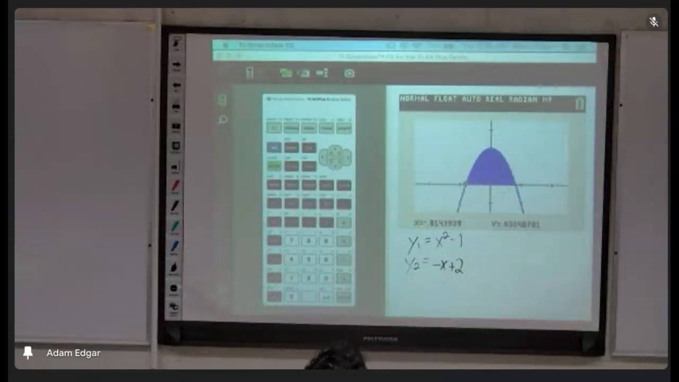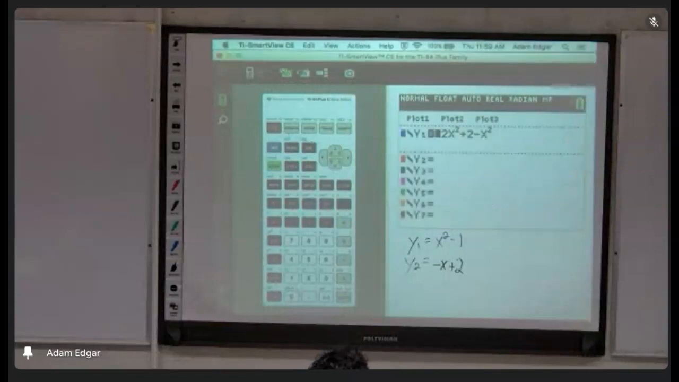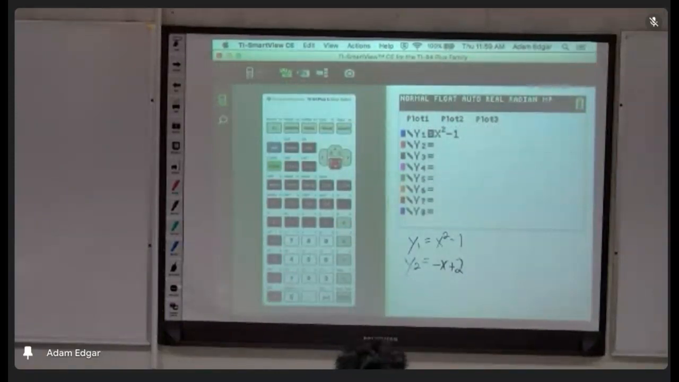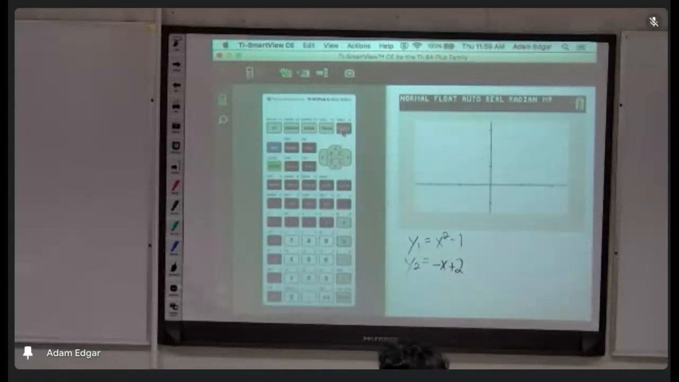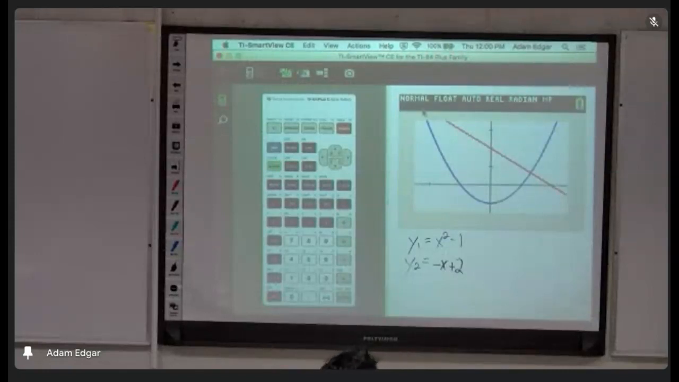All right, so anyway, back to here. You've got y equals x squared minus 1. You go ahead and graph that, x squared minus 1. And then you've got your other equation, negative x plus 2. You go ahead and graph that, and then you hit the graph button. And then you say, all right, maybe we should zoom out because it looks like they're going to intersect again further up here on the left, and we can't see that.